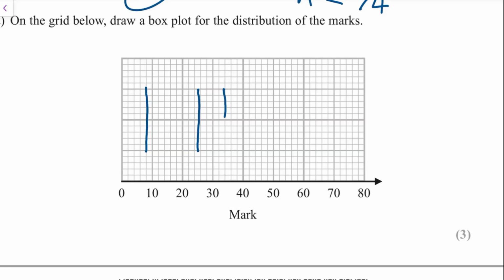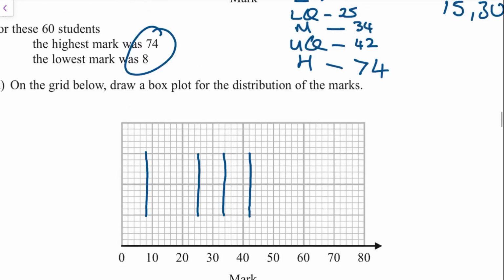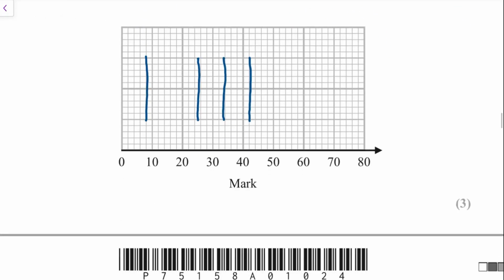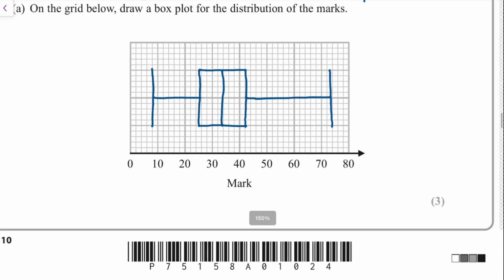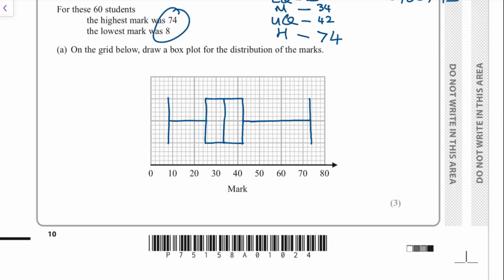34 is 2 squares away. 42 is here. I remember the last one. 42 and 74 is 2 squares away. So it's over here. Then you join the whiskers, as they're called, in other words, a bit at the end, by the lines in the middle, and join the box, hence the phrase box plot, by the bit at the top. And that's it. How many marks for that? 3 marks for that. That feels about correct.